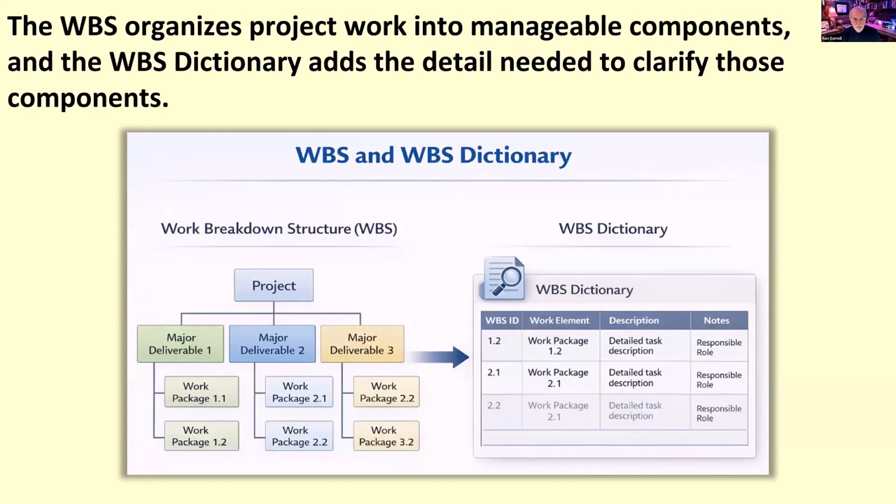A WBS and the WBS Dictionary. The WBS, or the work breakdown structure, organizes project work into manageable components, and the WBS Dictionary adds detail to clarify those components. The work breakdown structure, or WBS, is used to organize project work into smaller, more manageable components. Its purpose is to help the team take a broad scope and break it into a structured view of the work that needs to be accomplished instead of leaving the project as one large abstract effort.